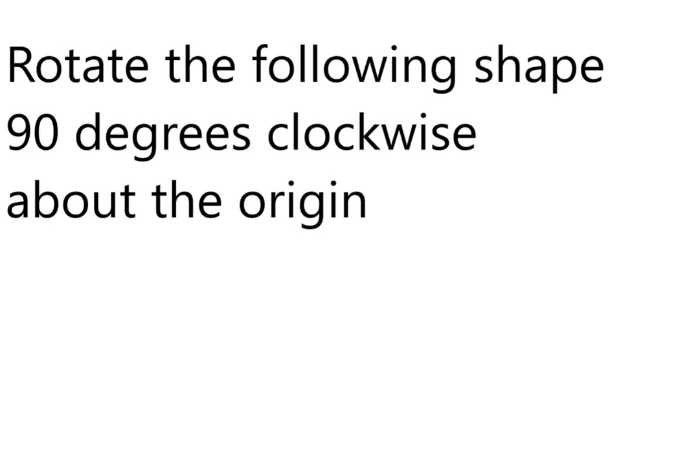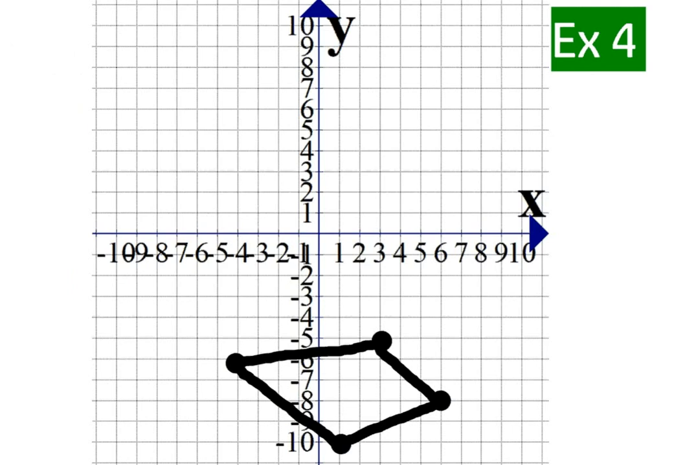Now we're going to just take our knowledge about rotating points and actually do a shape. Let's read these directions together. Rotate the following shape 90 degrees clockwise about the origin. Let's take a look at our shape.